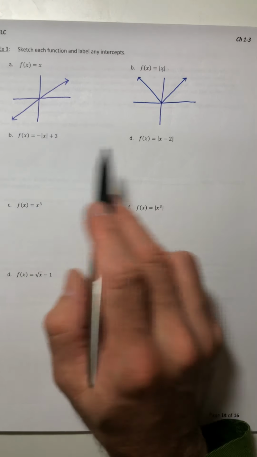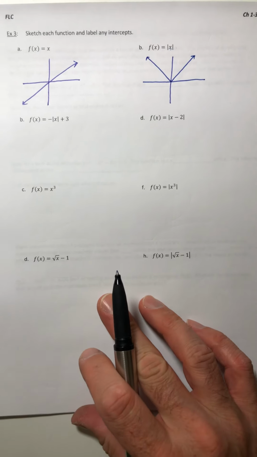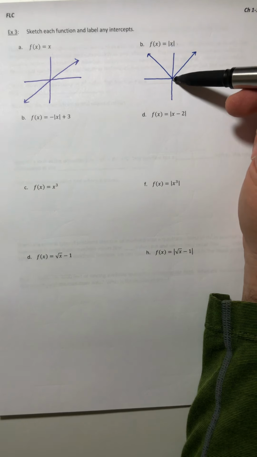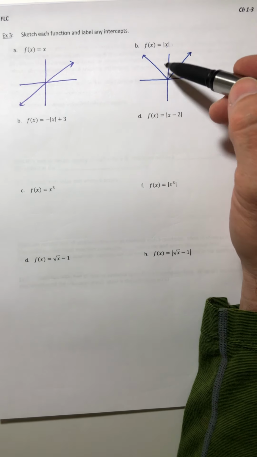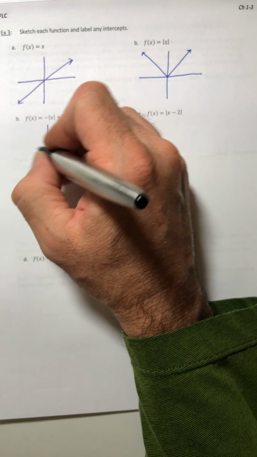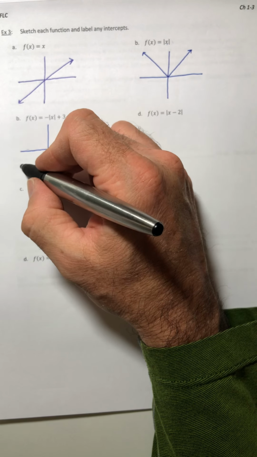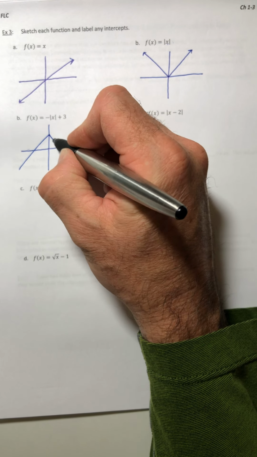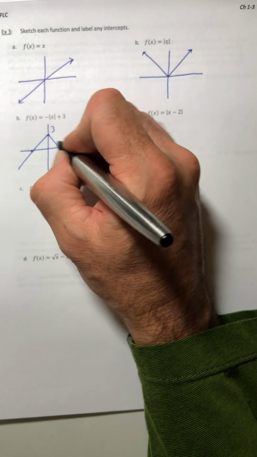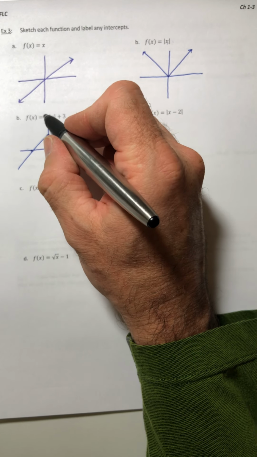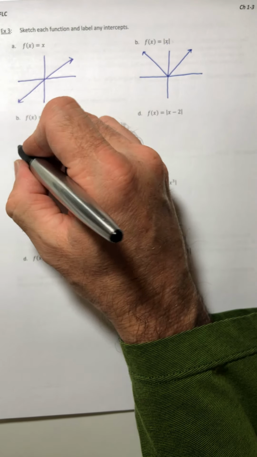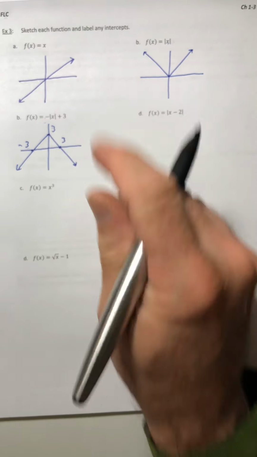Okay, so part B and D, they're just regular transformations or translations. So this plus 3 means it's getting moved up by 3. The negative out in front of it just means it's upside down. So it's an upside down V that's hitting 3 up here at the top. And your x-intercepts, if you figure out what makes this whole function equal to 0, that would be negative 3 and 3.